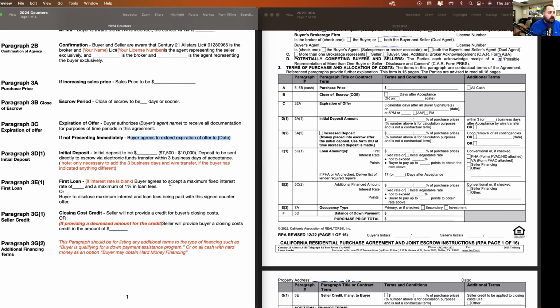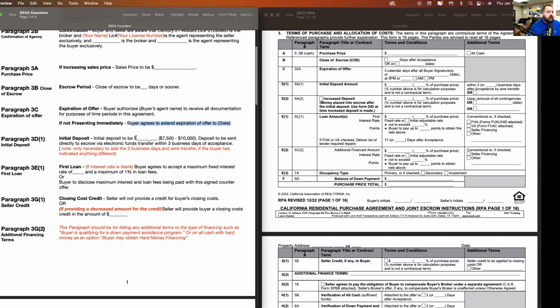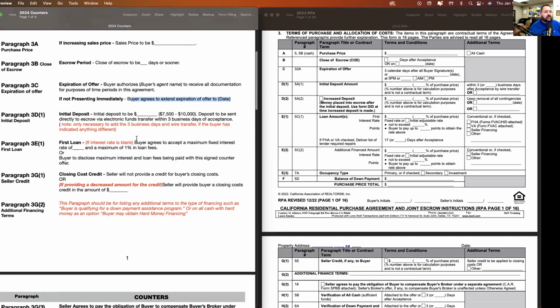All right, moving on. Next up, initial deposit. Initial deposit to be. I always tell you guys, it should be a minimum of 10,000, but I gave you a little bit of a break. 7,500 to 10,000 deposit to be sent directly to escrow via electronic funds transfer within 3 business days of acceptance.